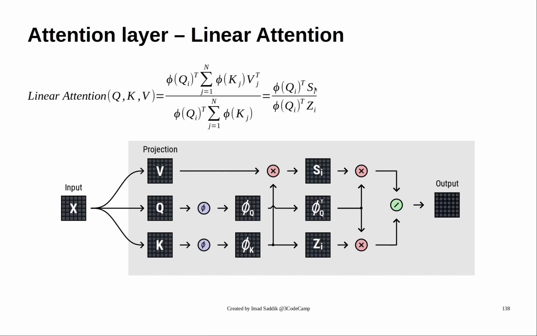Now we need to multiply Si with the transpose of phi q. Here it is. So Si times phi q transpose. And here basically we need to multiply Zi with the transpose of phi q. And here it is. So Zi multiplied by phi q transpose. And after that, we divide the numerator by the denominator with this operator. And at the end, we get the output, which gives us the attention weights. You will see that this diagram will help us understand how to implement this in code. It will be a direct translation from these steps that you see here into code.